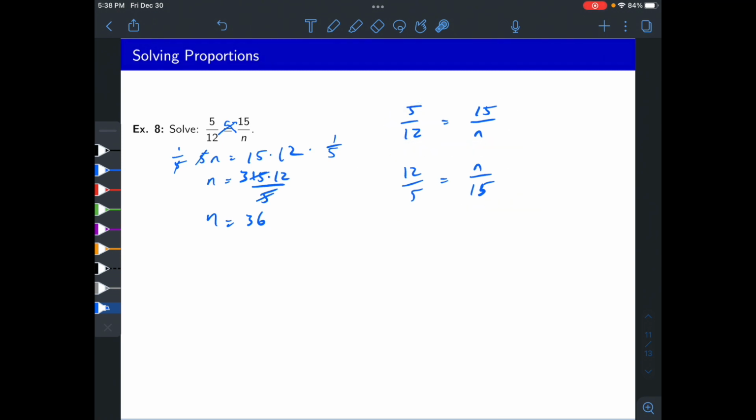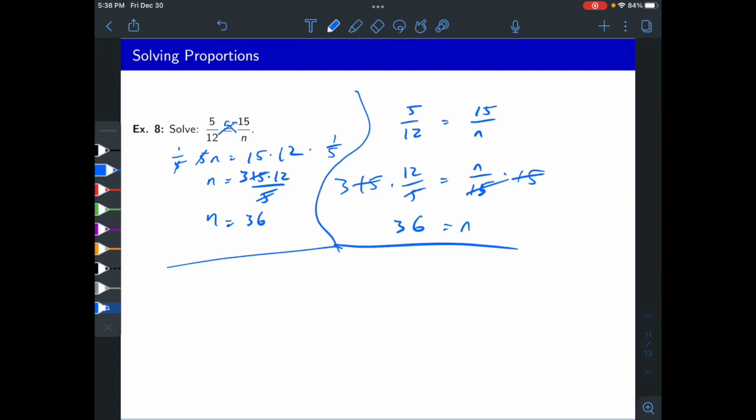And then from there, you could just multiply both sides by 15 to get rid of the 15 on the right, and then just get n by itself. Now n is by itself. n is equal to 15 times 12 over 5. And again, the 15 and the 5 can simplify to just 3 times 12. So this is 36. Okay, so those are two pretty good ways of doing it.